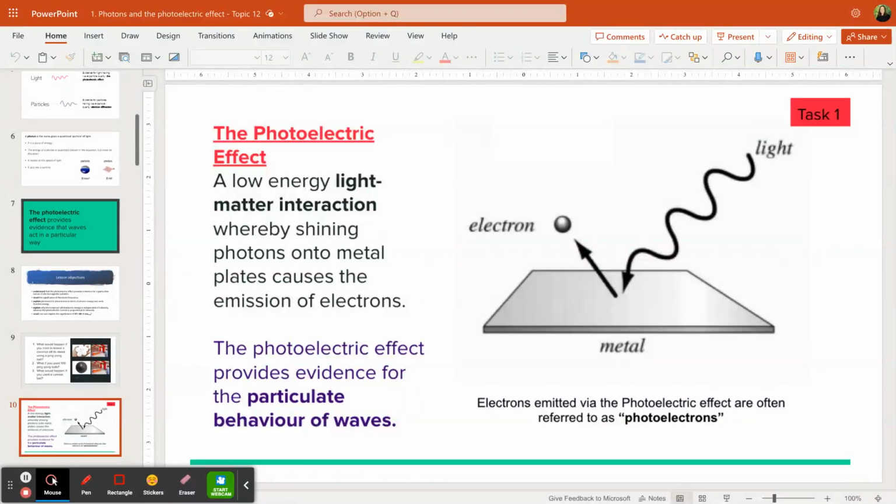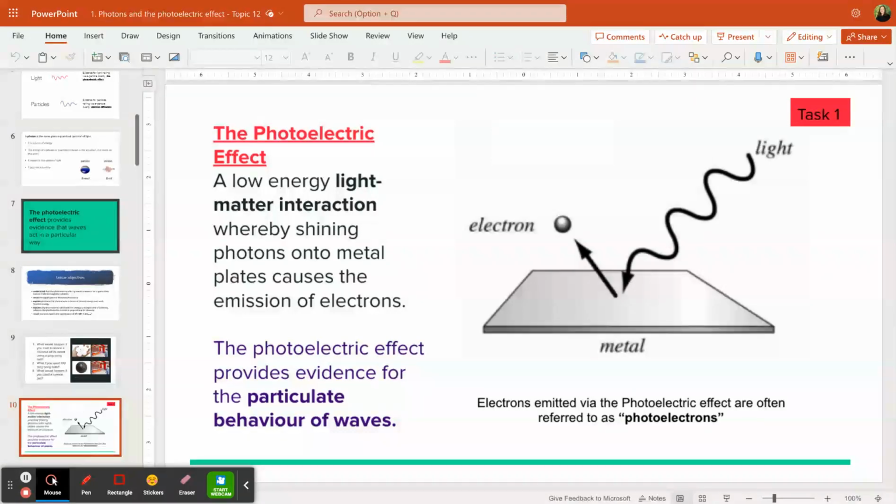That is the photoelectric effect. Photo meaning light, electric meaning electron. The effect of shining photons, aka light, onto a metal surface means that the metal emits electrons and they leave the surface of the metal, they're no longer bound to the metal.